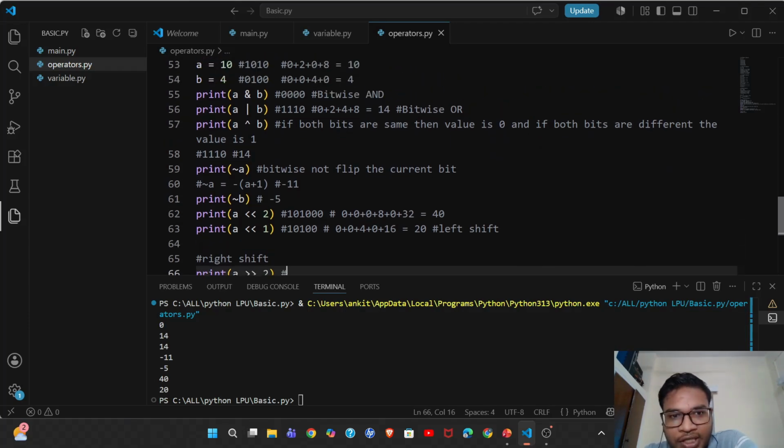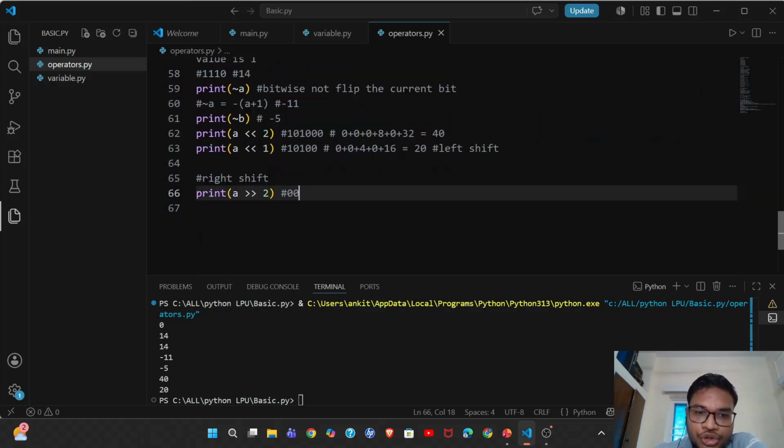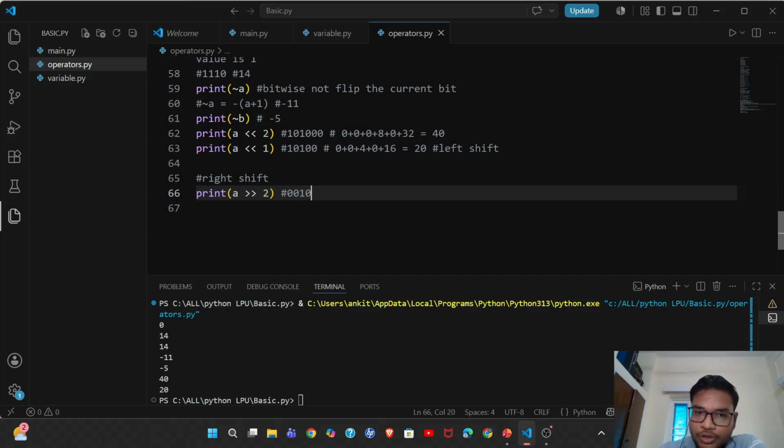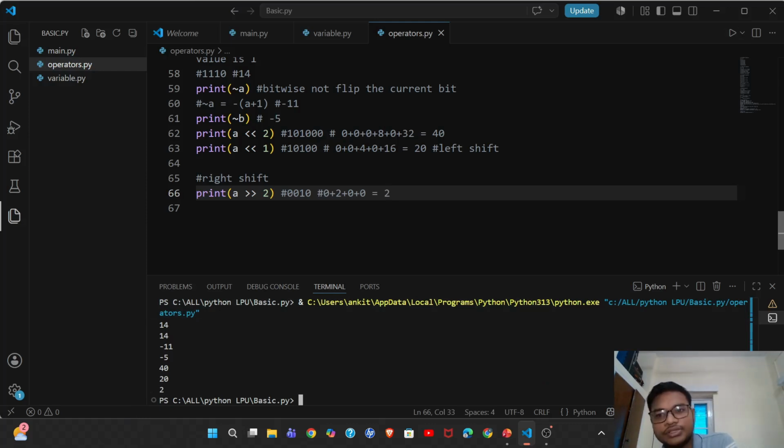So the final output here is 0010. Okay, this is the final value, and the output is 2 to the power 0 is 0, plus 2 to the power 1 is 2, plus 2 to the power 2 is 0, and the final value is 2. The output is 2. Correct? Let's see, 2. Correct? So this is the difference between the right shift and left shift.